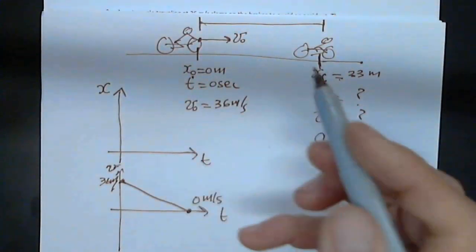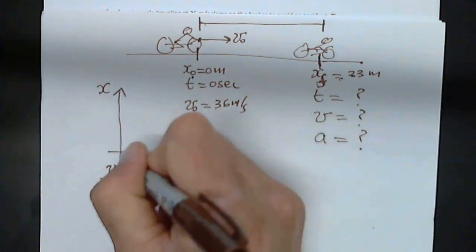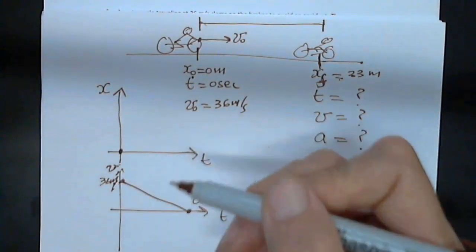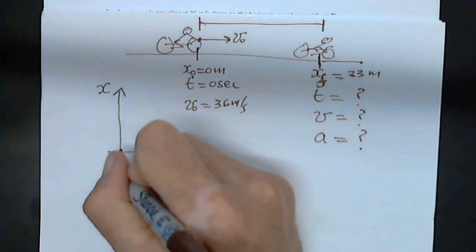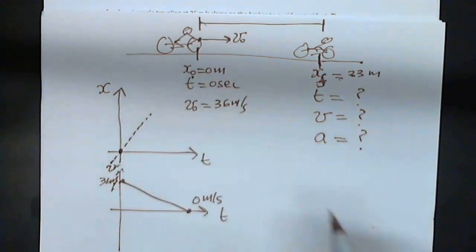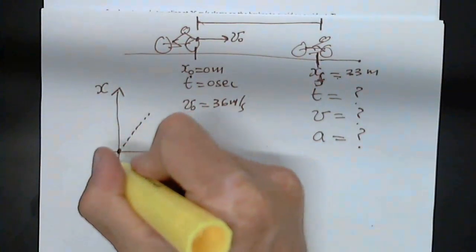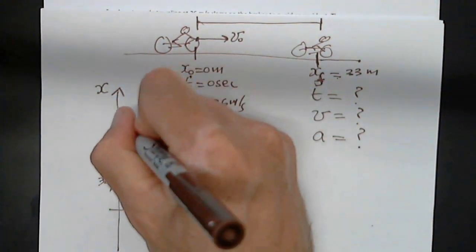Position versus time, on the other hand, is at 36 meters per second. So at time 0, the position is 0. The position is 0. And the velocity is 36 meters per second. The slope of this line is not 36 meters per second. Let's pretend it be. I just do it like that. So that's the velocity at time 0.